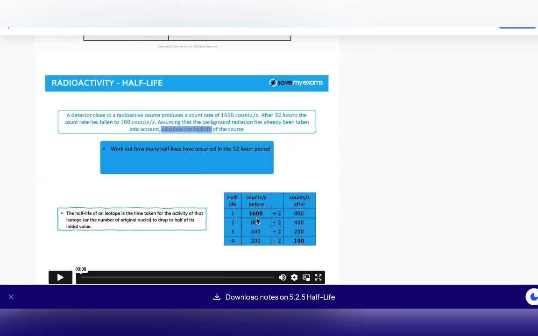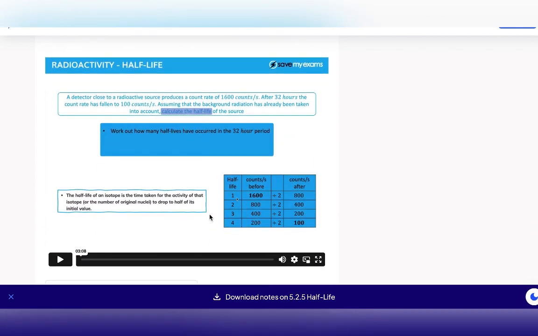So that's it. Here is a question which we will listen to or just do on our own. A detector close to a radioactive source produces a count rate of 1,600 counts per second. After 32 hours, see, this is the count rate.